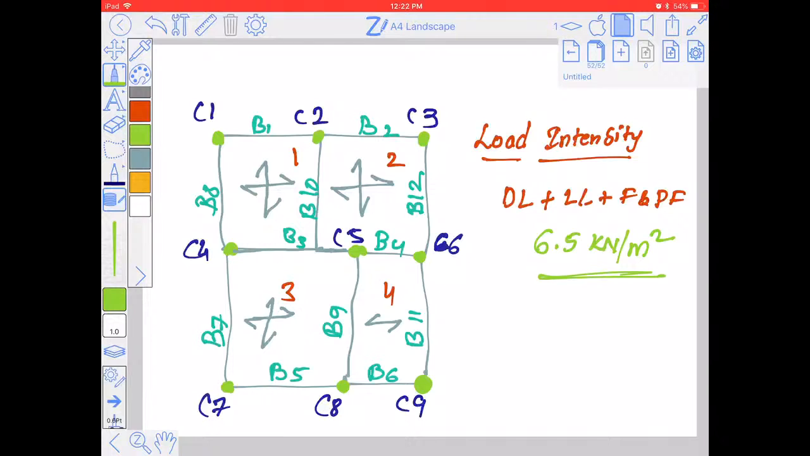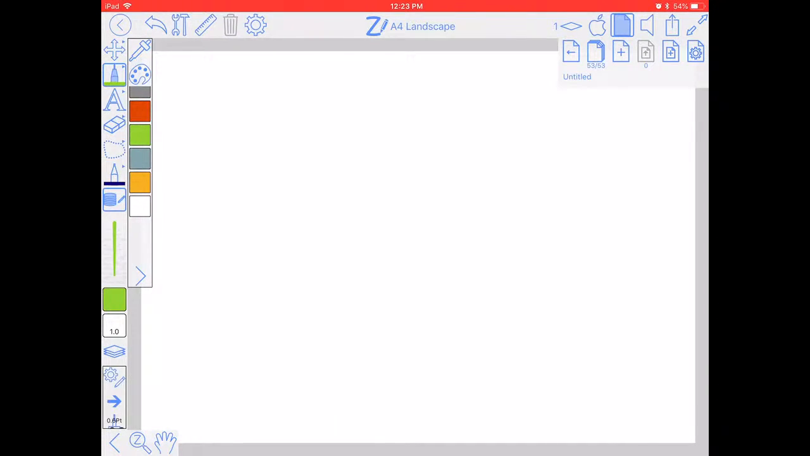Now, before that, I need to find out how exactly the load is distributed from slab to beam, beam to column, and column to footing. We already had one session on the load distribution, but when you take a full building, the same concept will change a little bit. So here I'll redraw this figure once again.